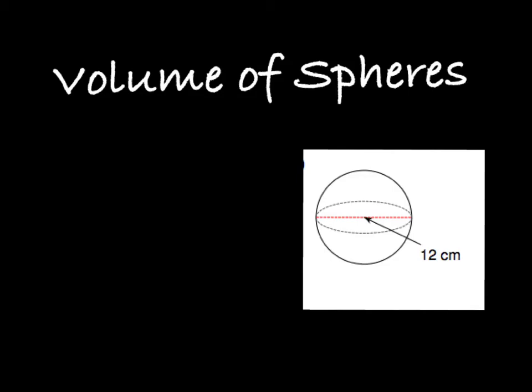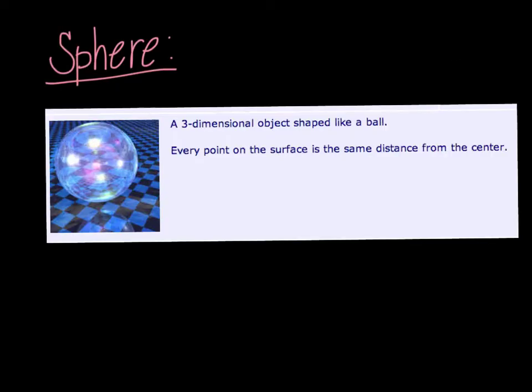All right, this video is going to go over finding the volume of a sphere. A sphere kind of looks like this, and I'll give you the definition here in a sec. The definition of a sphere is a 3D object shaped like a ball. If you had a marble or basketball or baseball, those are all spheres. And the definition says every point on the surface is the same distance from the center.